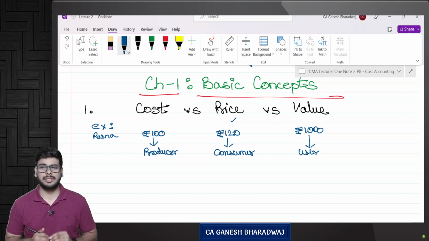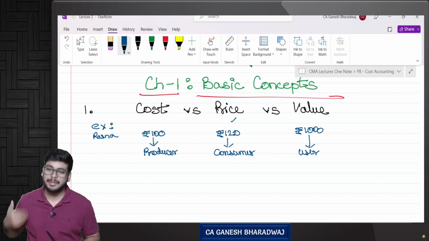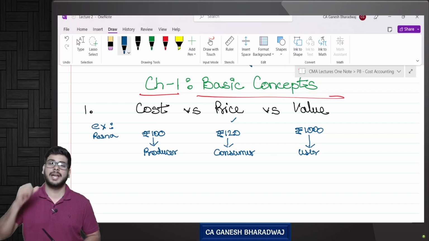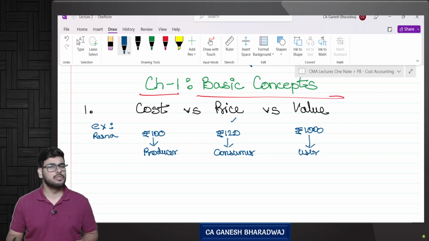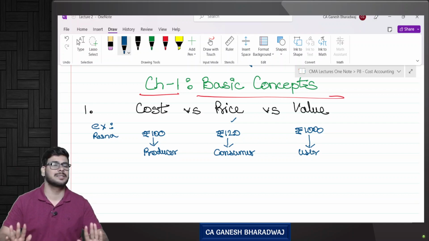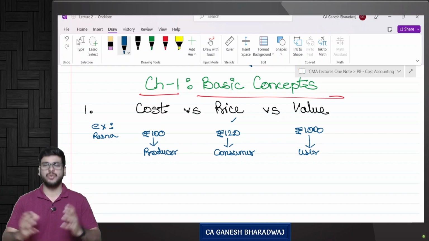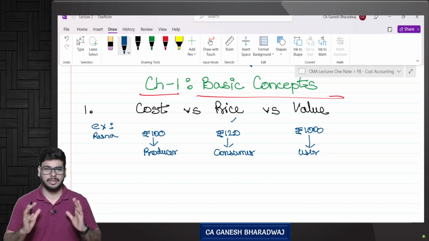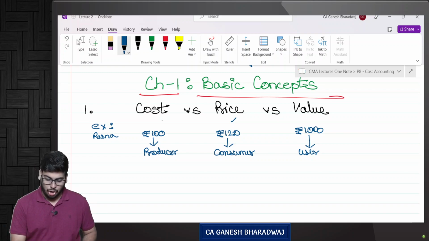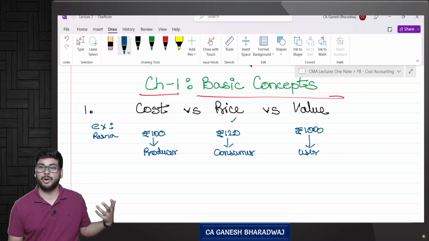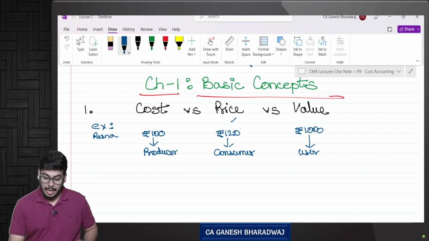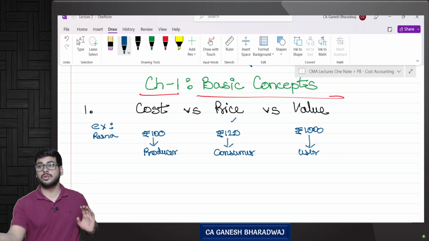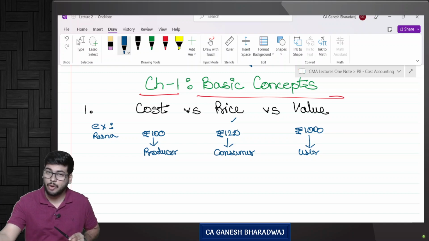Now you can have this doubt, sir, what will happen if I myself go to the market and buy the rasna and I drink? In that case, both the consumer and user will be the same person. As simple as that. Clear? So just to put things very clearly, cost in this example is 100 rupees. Cost is looked at from the viewpoint of the producer, how much they are incurring. Price, 120 rupees, is looked at from the viewpoint of the consumer, how much they are paying.